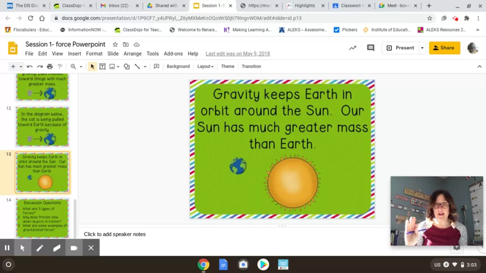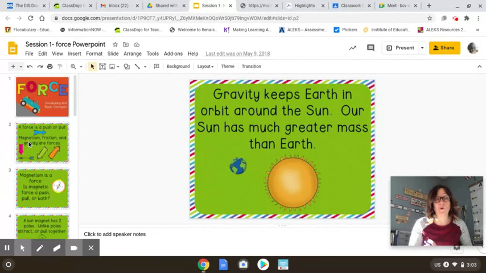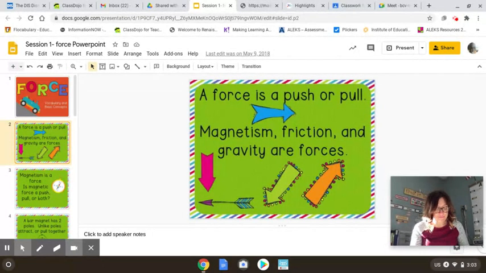So there are three kinds of forces that we're going to be talking about in this unit. We're going to talk about gravity, friction, and magnetism. So we really need to get to know what a force is. And like I said in that very first slide, a force is a push or a pull. Okay, so we're going to talk a little bit about some different examples of these sorts of forces.